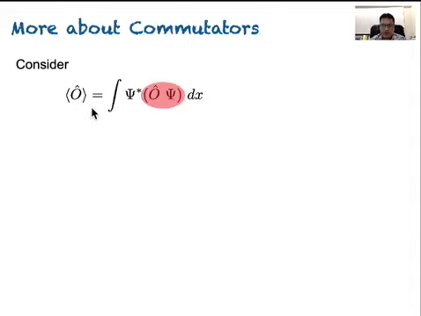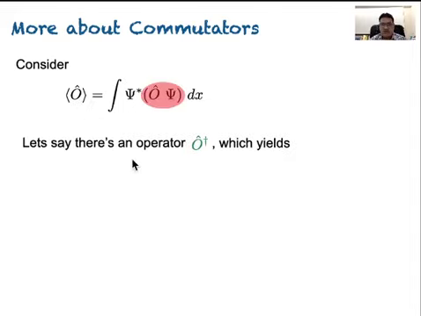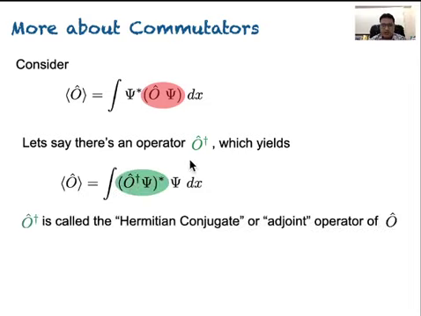Now let's say there is another operator O dagger, some kind of adjoint, which gives you the same expectation value of the operator, but the operation is performed in the following fashion. What I have written, the integral of O dagger psi whole star times psi dx, will yield me the same expectation value O. Then I can conclude that O dagger is a Hermitian conjugate of O, or O dagger is an adjoint of this operator O.